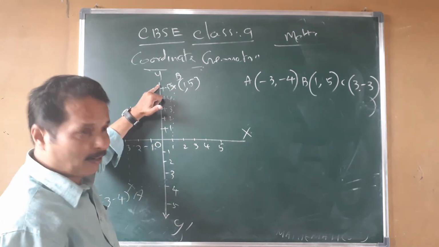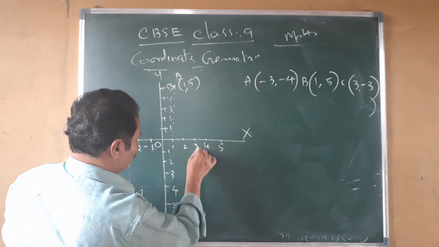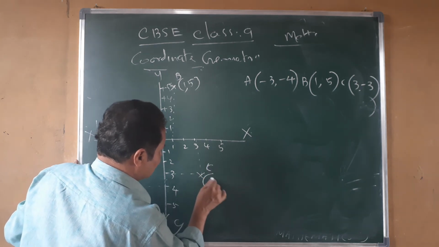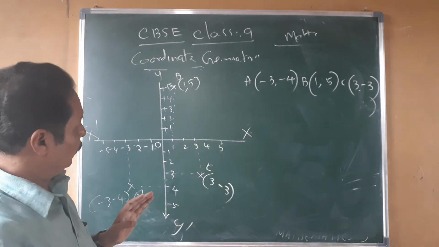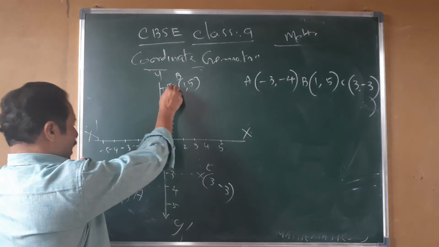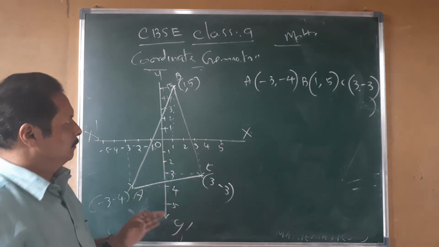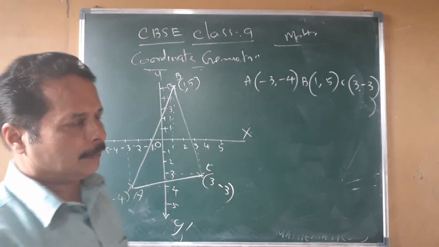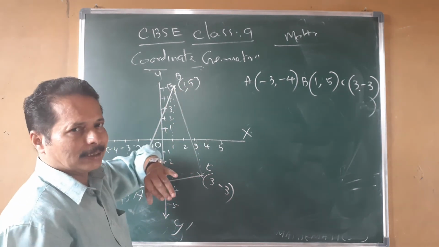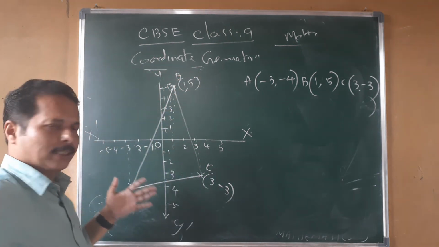Abscissa 1, ordinate 5. And the last one is (3, -3). Positive 3 is here, -3 is here. This point is C, that is (3, -3). Is it clear? Then if the question is to draw the triangle, then join them. That is triangle ABC. Is it clear? How to locate the points, already you studied that. Now you locate the points first, plot the points, then join them.